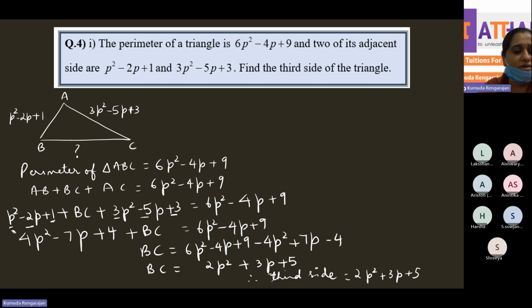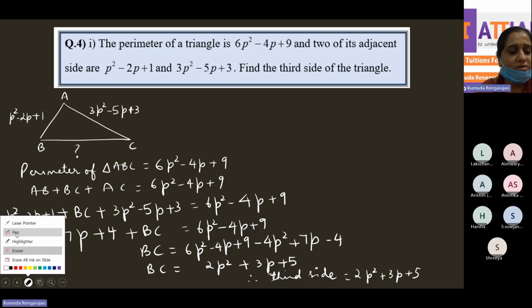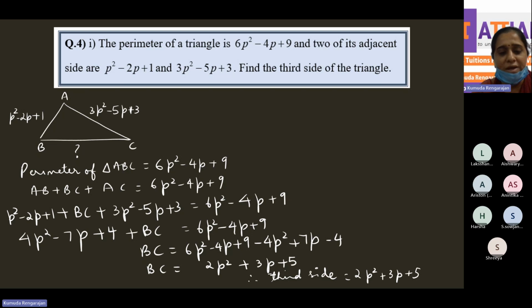So we go with the opposite sign. The three terms from the left-hand side will go to the right-hand side with the opposite sign. So plus 4p square will become minus 4p square.